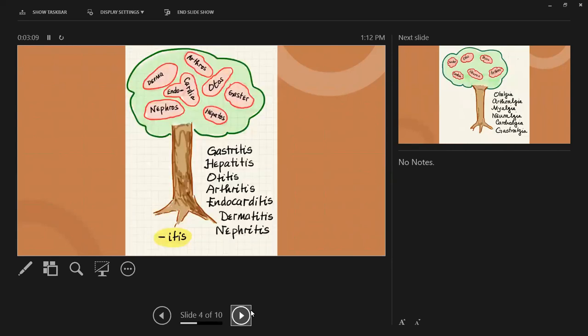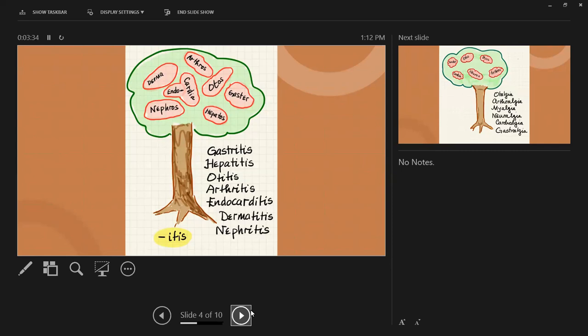The suffix here is itis, means inflammation. Inside the tree, we have derma, means skin. Nephros is kidney. Endo means inner. Cardia is heart. Arthros, joint. Otos, ear. Gaster, stomach. Hepatos, liver.